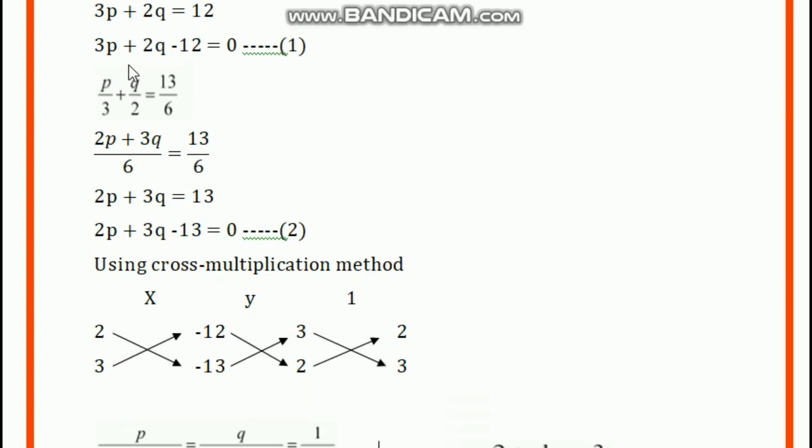So first equation: 3p plus 2q minus 12 equal to 0, and the second equation is 2p plus 3q minus 13 equal to 0. Okay. Here, which is the middle term? Q. Okay. So what is the coefficient of q? 2. What is the next constant term? It is minus 12. Okay. And what is the coefficient of p?